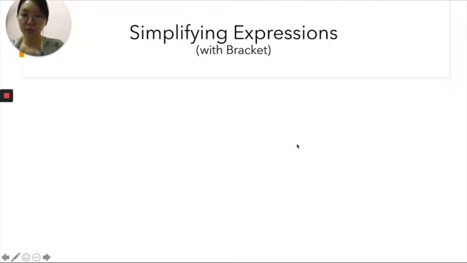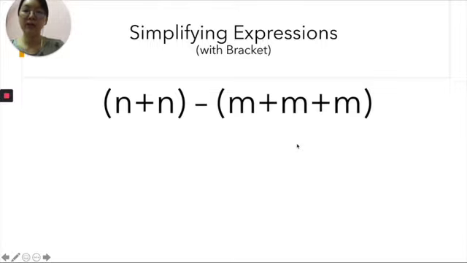Simplifying expressions, this round with brackets. I have m plus n in a bracket, minus m plus m plus m in another bracket. Remember chapter 1. We will do whatever is inside a bracket first, then times and divide, then only plus and minus. 先做括弧里面，才做乘除，后做加减。So check inside. Is there any like term? Yes, I have n to the power of 1 and n to the power of 1. So yes. Okay, put n down. Whatever is in front here is called the coefficient. So it's 1 plus 1 becomes 2.